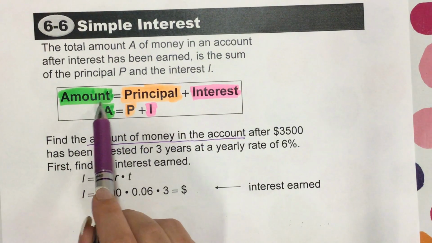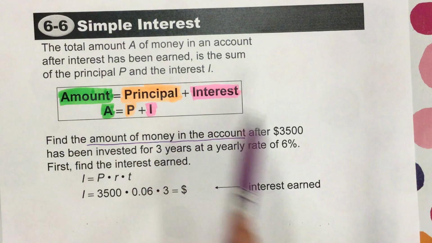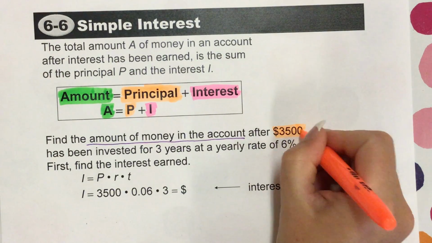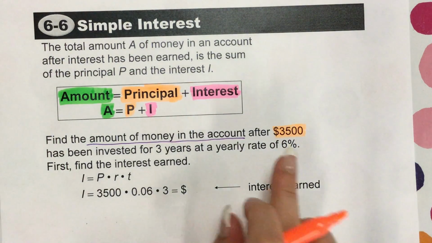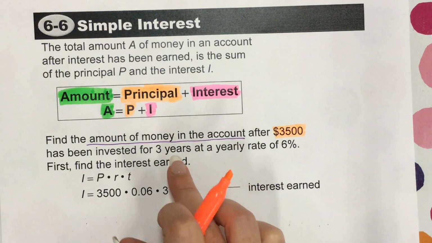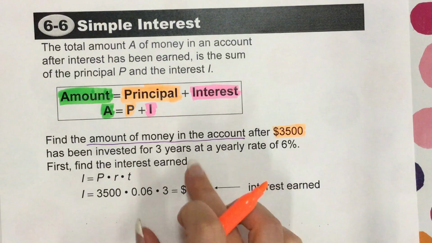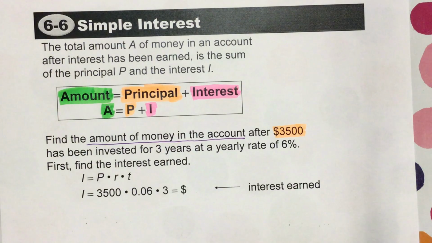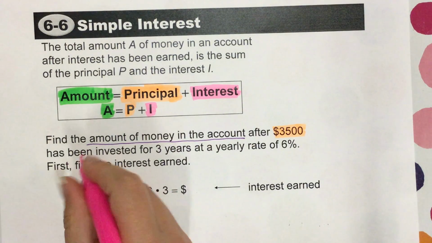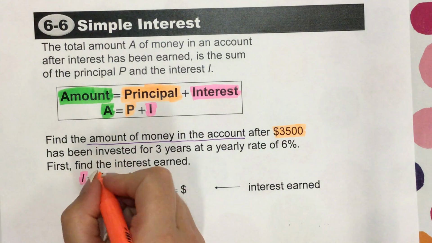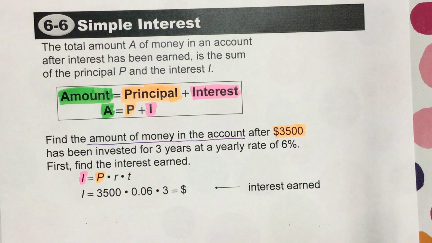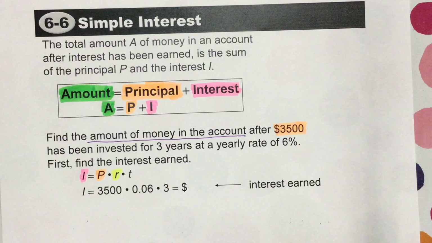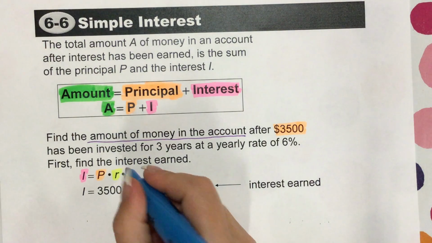So to find the amount, we need to know the principal, which is what we know here. This is the principal here. Okay, $3,500. And then we're going to add that to the interest. Well, at this point, we don't know how much interest has been accumulated after 3 years. So what we're going to have to do is use our formula. Interest equals the principal times the yearly rate in the form of a decimal multiplied by time.